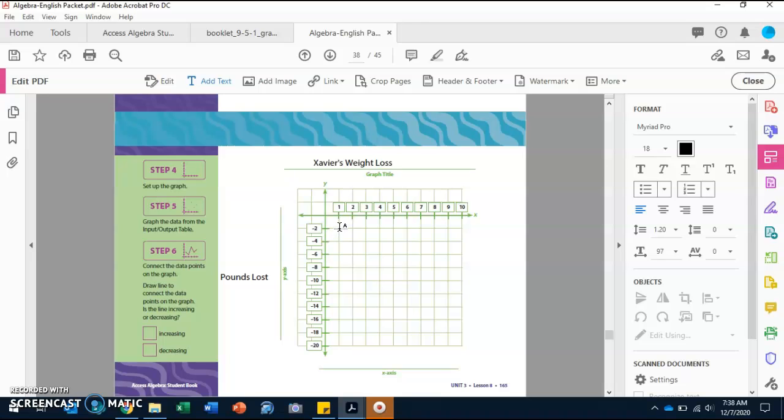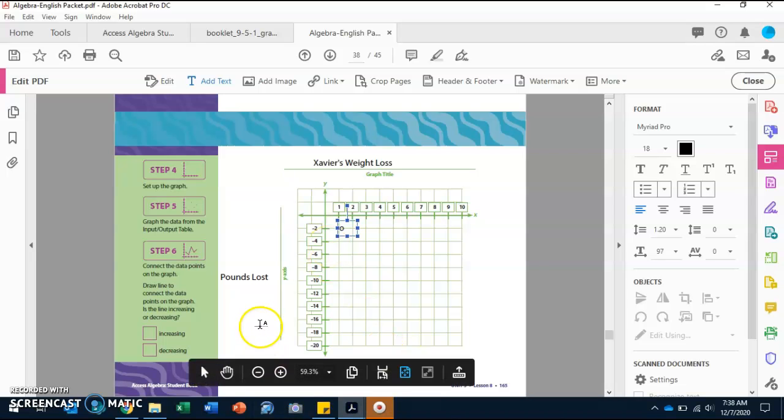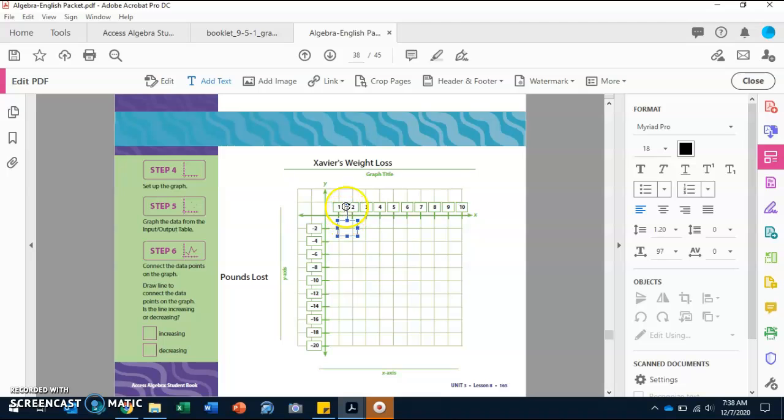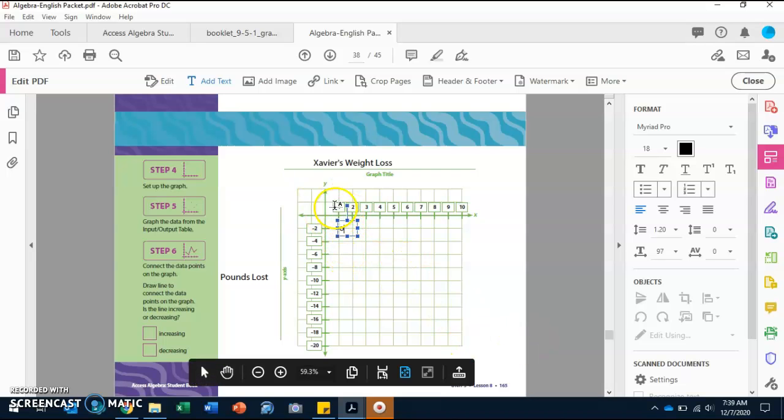So here we are going to put a dot. I'm going to put a circle, guys. That way it's a lot bigger and you can see it clear. But it's the same thing as you all putting a dot. So in 1 week, he lost 2 pounds.